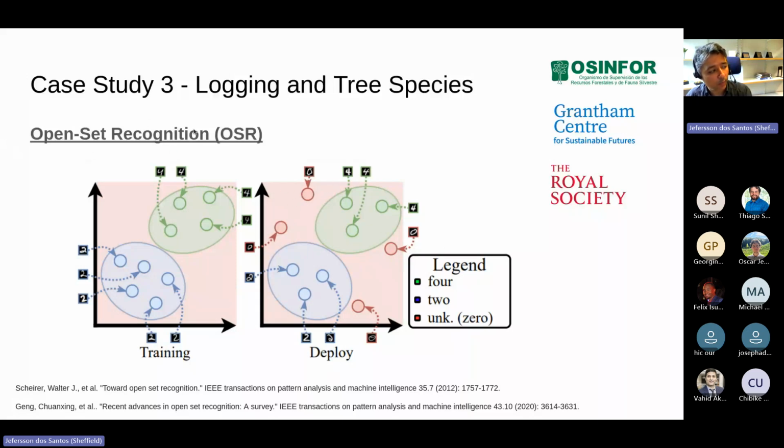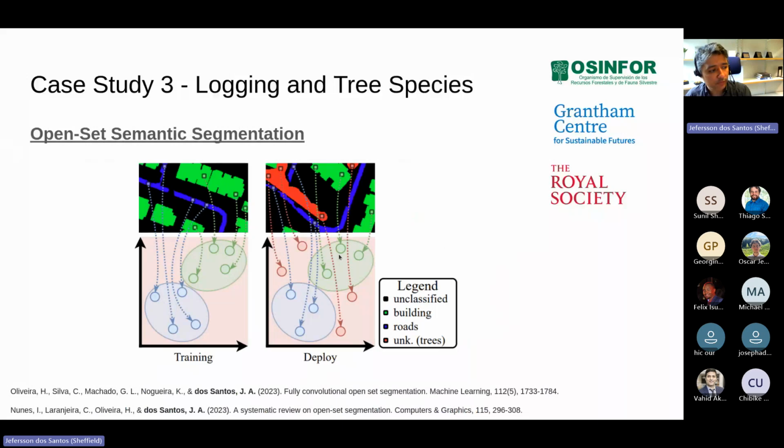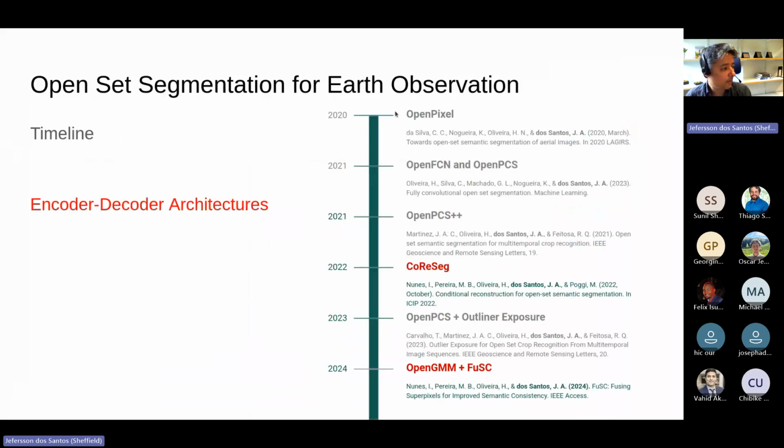And to be open set aware, I would say, this model should be prepared to identify the known classes, but also identify classes that were not presented in the previous set of classes. That can be very useful for this application of identifying new species. I've been working on several papers recently towards open set segmentation challenges for Earth observation.